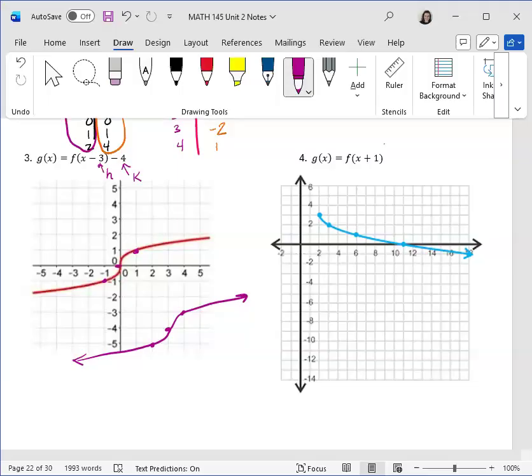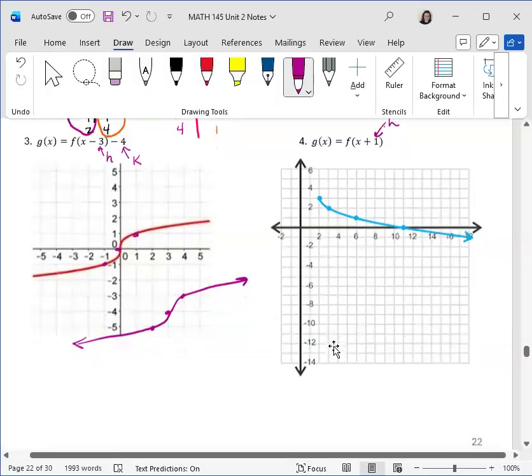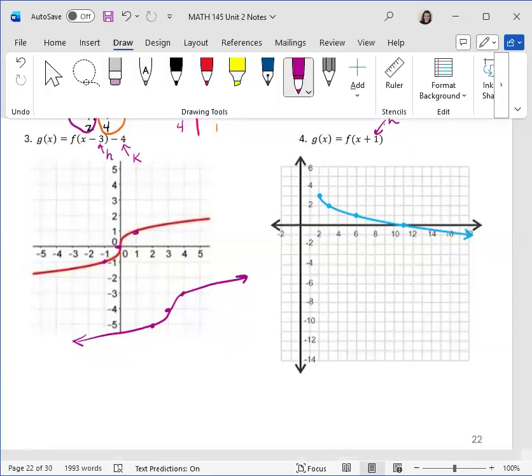Those affect Y. So this is an H. Remember that inverse operation, we are going to subtract 1 from the X values. So to get my original parent function T-chart, I'm writing that in blue so it matches the color of the graph. We have the point 2, 3, the point 3, 2, 6, 1, and 11, 0. All I'm doing is I'm subtracting 1 from those X values.